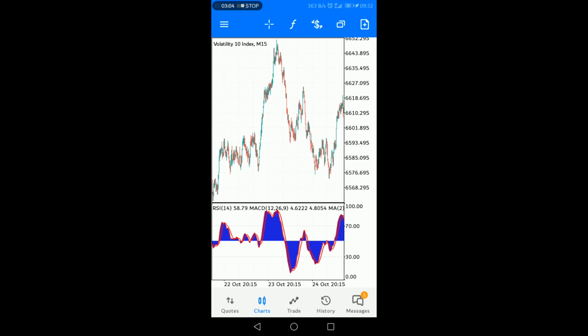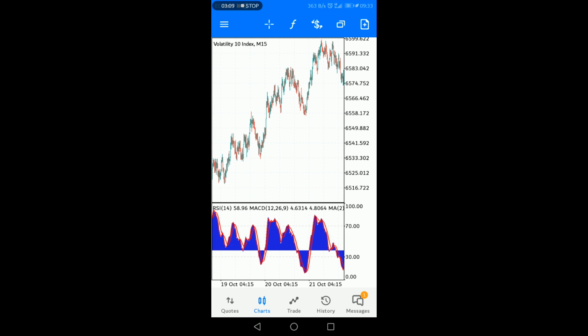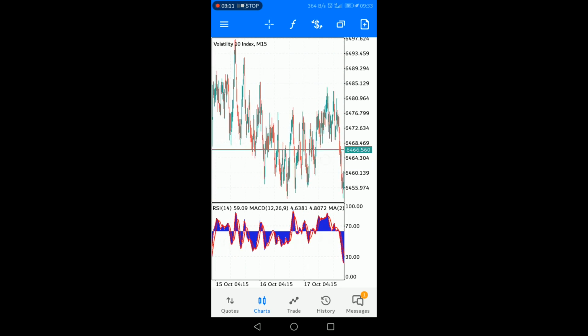So go ahead, set these indicators, and test this strategy. Maybe you can test it on a demo, or test it on your live account, and then be able to place your trades in the market.